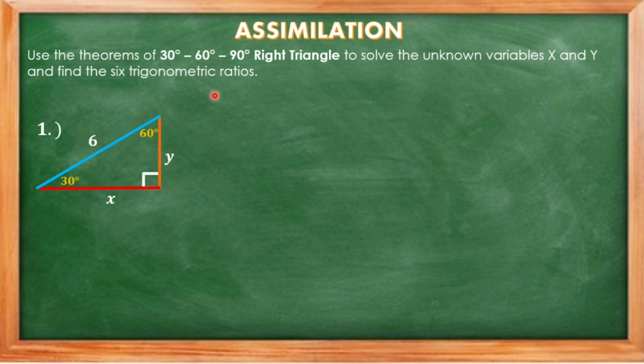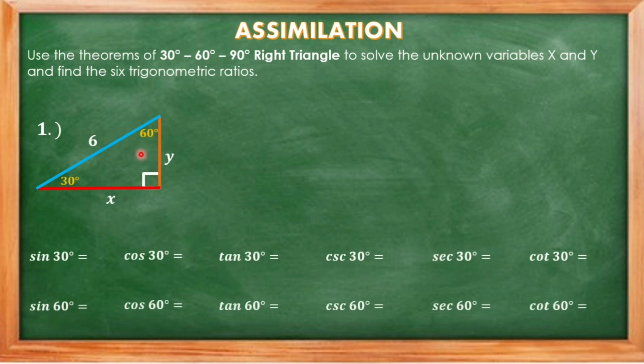Okay, so bago natin hanapin yung 6 trigonometric ratios ng 30 degrees angle at saka ng 60 degrees angle, kailangan muna natin alamin or hanapin kung anong value ng x and y sa triangle na ito. Okay? So, paano natin gagawin yun? Siyempre, magbe-base tayo dun sa concept ng 30, 60, 90 degrees special right triangle theorem niya.